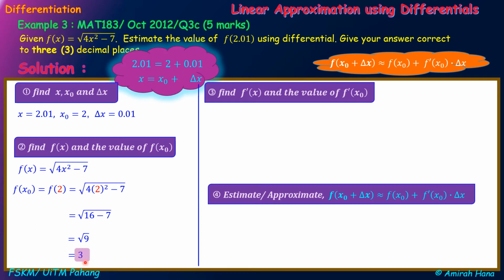3 is a whole number. It means that we chose the best value for x naught, because when we substitute 2 into f(x), we get a whole number. This means we chose the correct x naught.